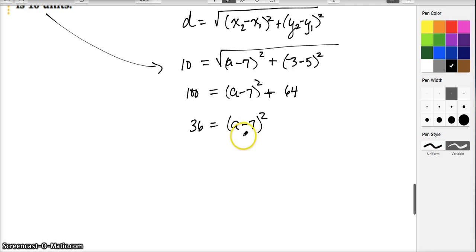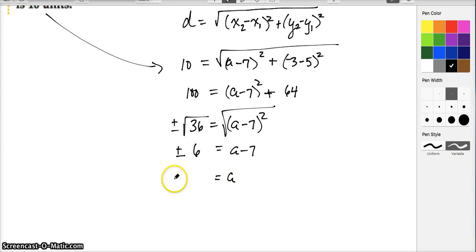But remember, this is kind of like the square root method. A minus 7, you can take the square root of both sides. The square root of a minus 7 squared and the square root of 36 is going to give me 6, well, really plus or minus 6. And I'm going to get a minus 7 over here, right? Remember how we did that before? Get the plus or minus the value. All right, so now a is equal to 7 plus or minus 6. Well, a could either be equal to 13 or a is equal to 1.